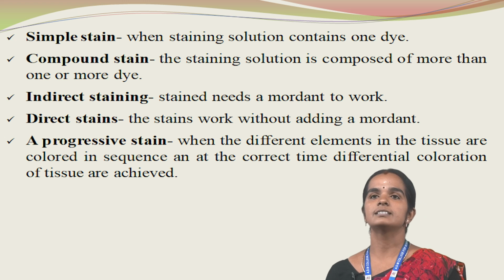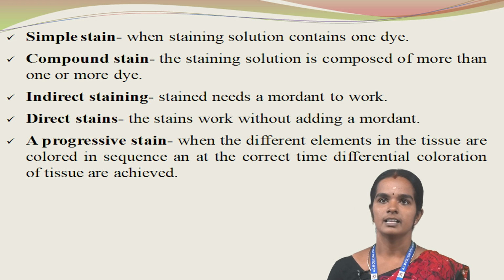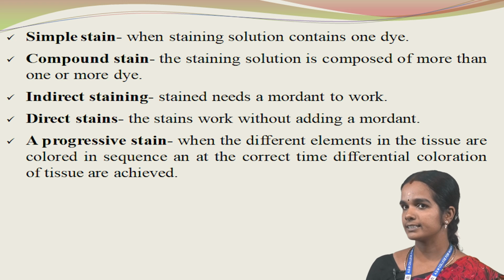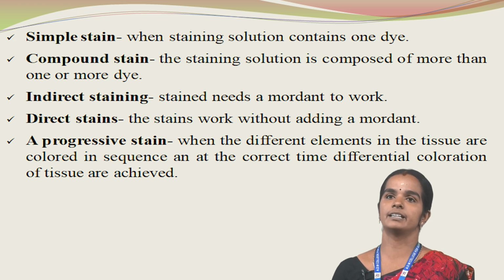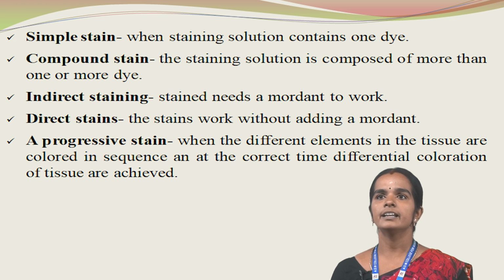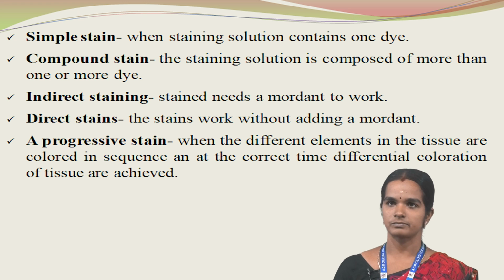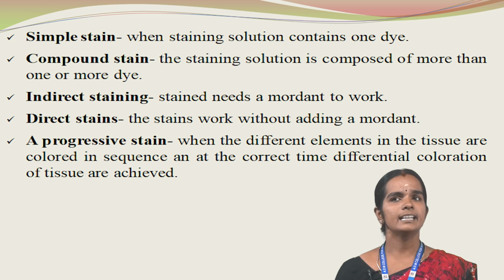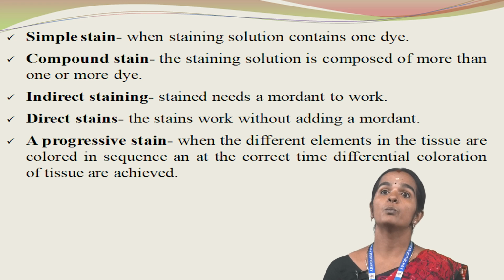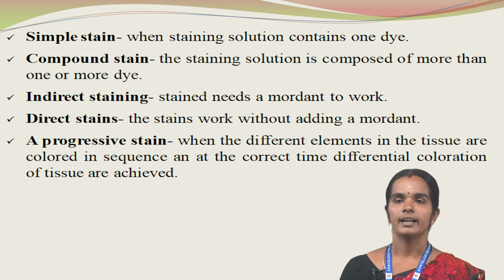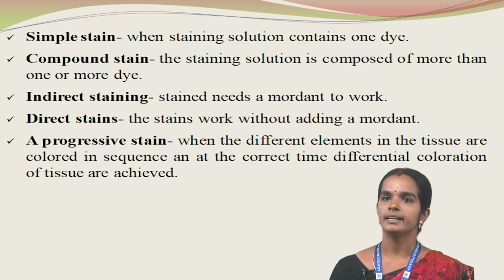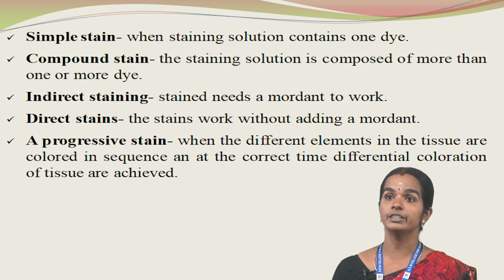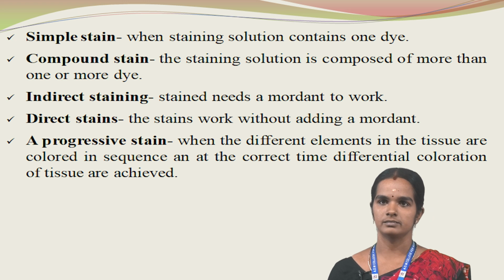For staining, the types of staining are: simple stain, compound stain, indirect stain, direct stain, and progressive stain. First of all, we see simple stain. It is a staining solution that contains one dye. Compound stain: this staining solution is composed of two or more dyes. Indirect stain: staining needs a mordant to work. Direct stain: the stain works without adding a mordant.